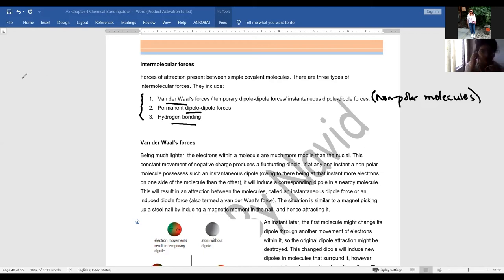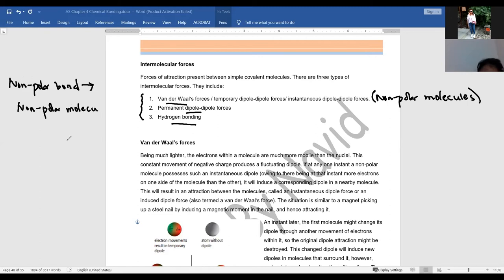Not just that. What you're talking about is a nonpolar bond. So nonpolar bonds always give rise to nonpolar molecules. Equal distribution of charge. What is a nonpolar bond? Electronegativity difference is less than 0.5. Since the difference is very small, it's a nonpolar bond.